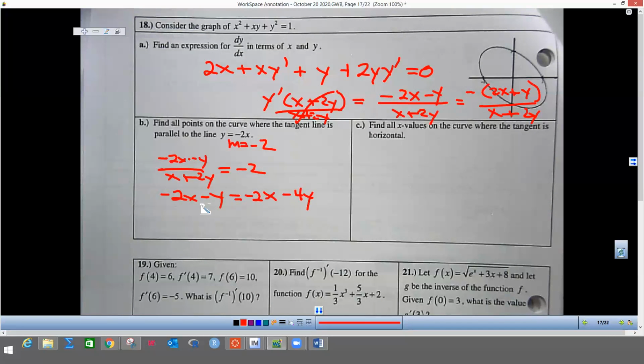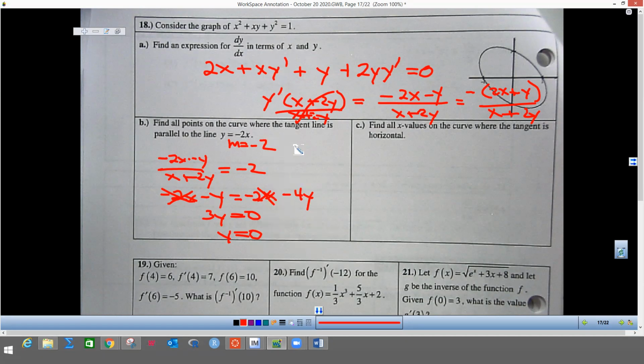Now I'm going to combine like terms. I hope we see these x's cancel. So I'm going to add this 4 over, and that's going to give me 3y equals 0. So it's going to happen where y equals 0. That's the only place. So now I need to find the x value from up here back to this original point when y is 0. So I'm going to plug zeros in here and here.